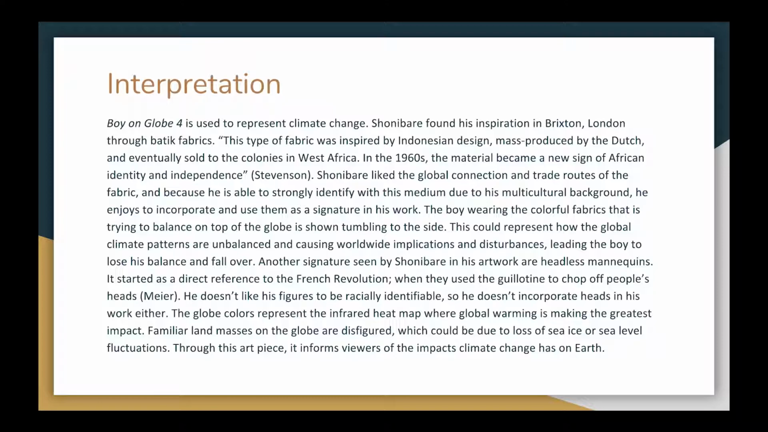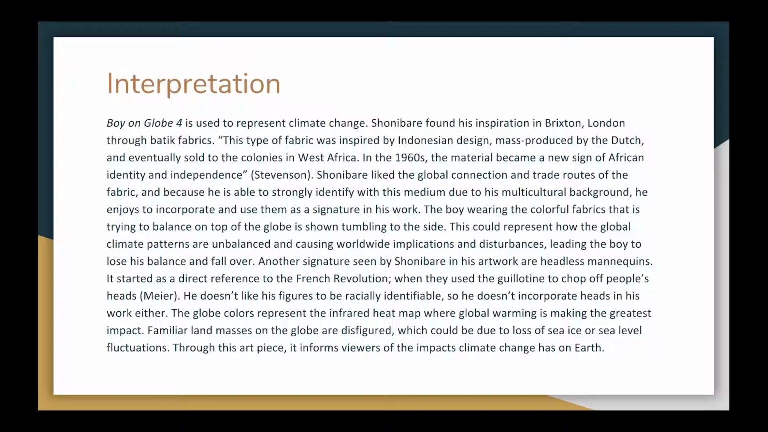Shonibare liked the global connection and trade routes of the fabric, and because he is able to strongly identify with the medium due to his multicultural background, he enjoys incorporating and using them as signatures in his artwork. The boy wearing the colorful fabrics that is trying to balance on top of the globe is shown tumbling to his side. This could represent how the global climate patterns are unbalanced and causing worldwide implications and disturbances, leading the boy to lose his balance and fall over.